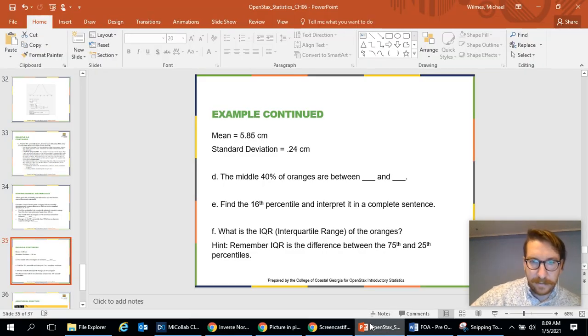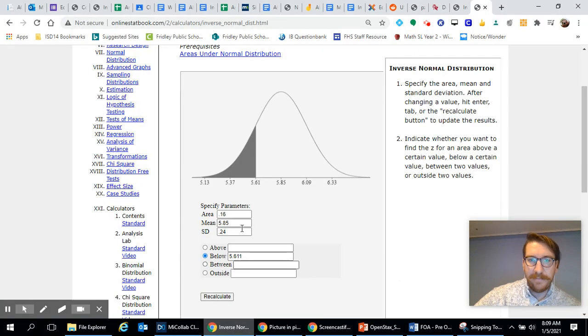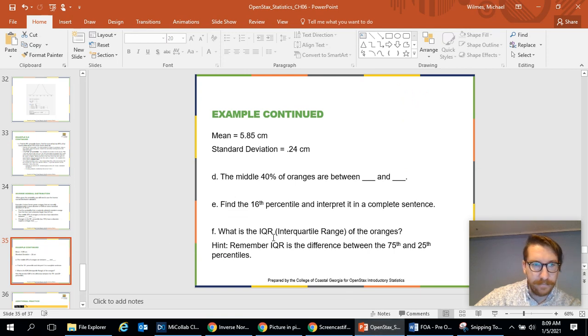The interquartile range of the oranges. Hint, remember the interquartile range is the difference between the 75th and the 25th percentiles. So we need to find the 75th and the 25th percentiles. So the 25th percentile is 5.688. And the 75th percentile is 6.012. So we would take the difference between those numbers. We just subtract them.